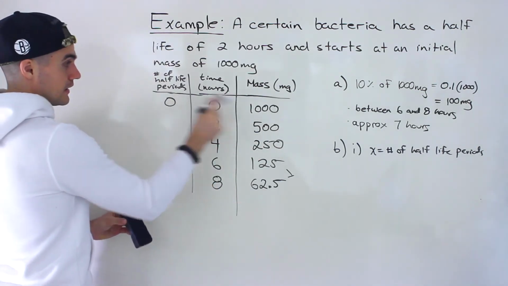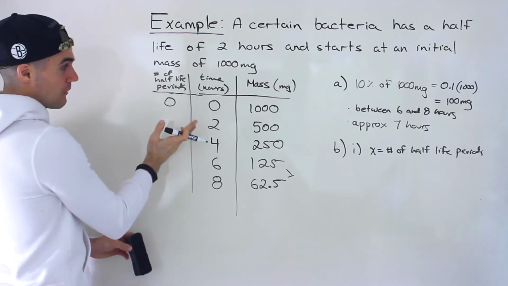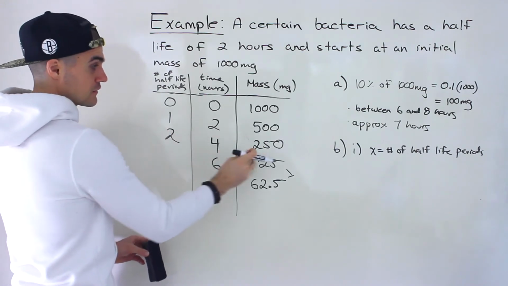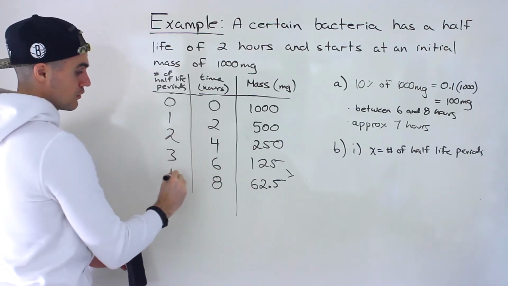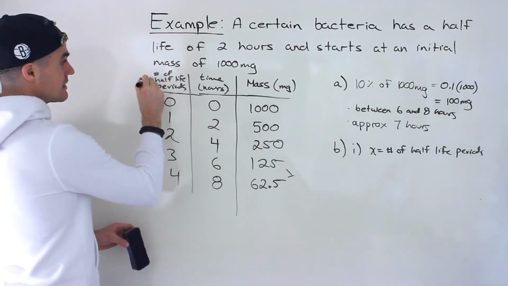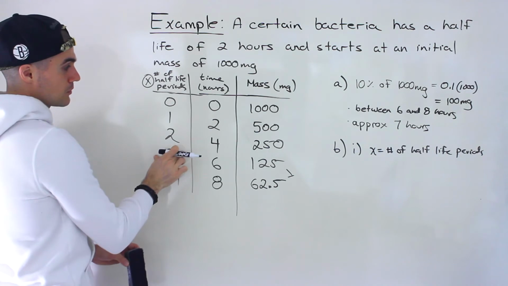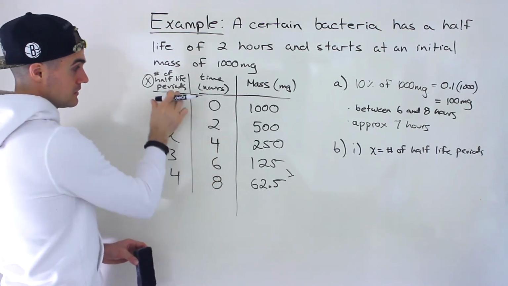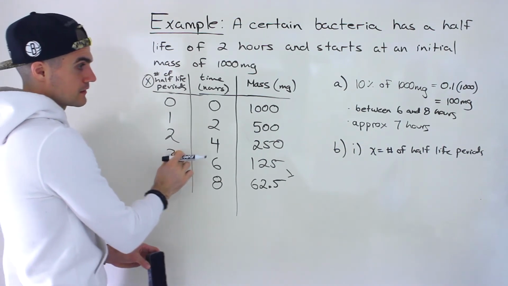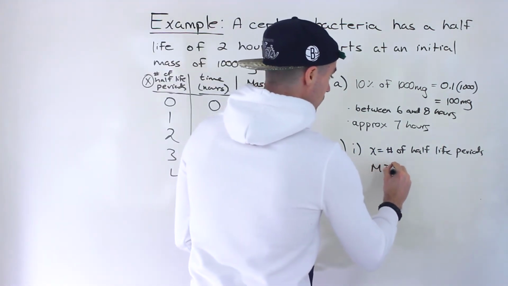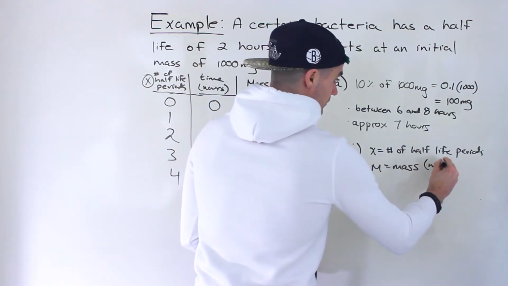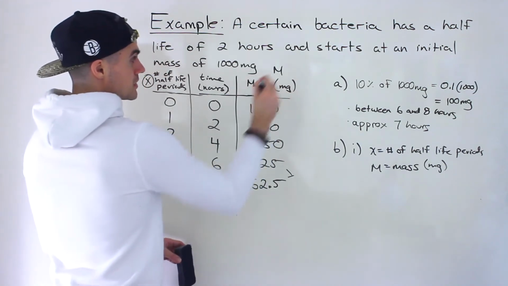So initially, there are no half-life periods that have gone by, but then the first half-life period is going to go to 500. The second half-life period is going to go to 250. The third, the fourth, etc. So in part one, we're letting x be this column, the number of half-life periods, not the time. And then let's introduce another variable. We'll let m equal the mass. You can let y equal the mass as well. I'm going to let m equal the mass, so this here is going to be m.